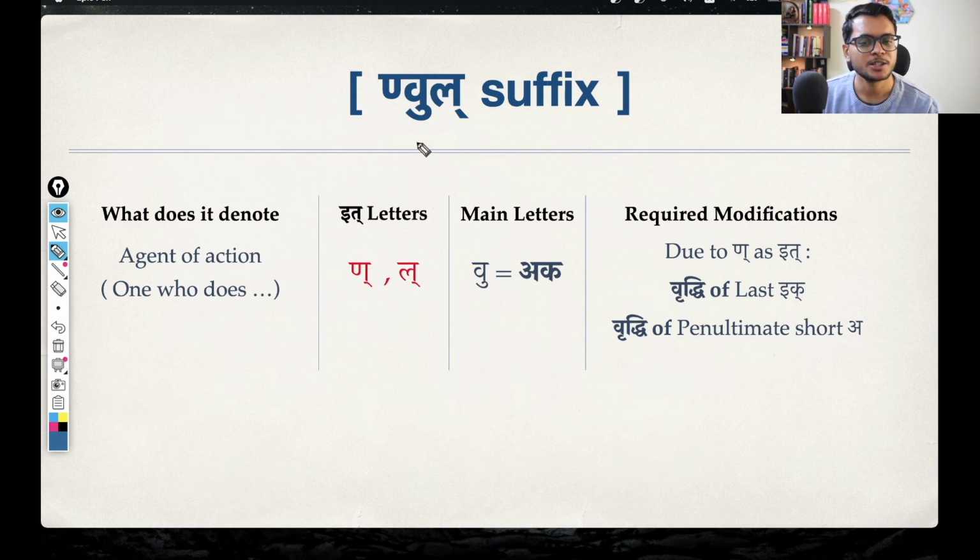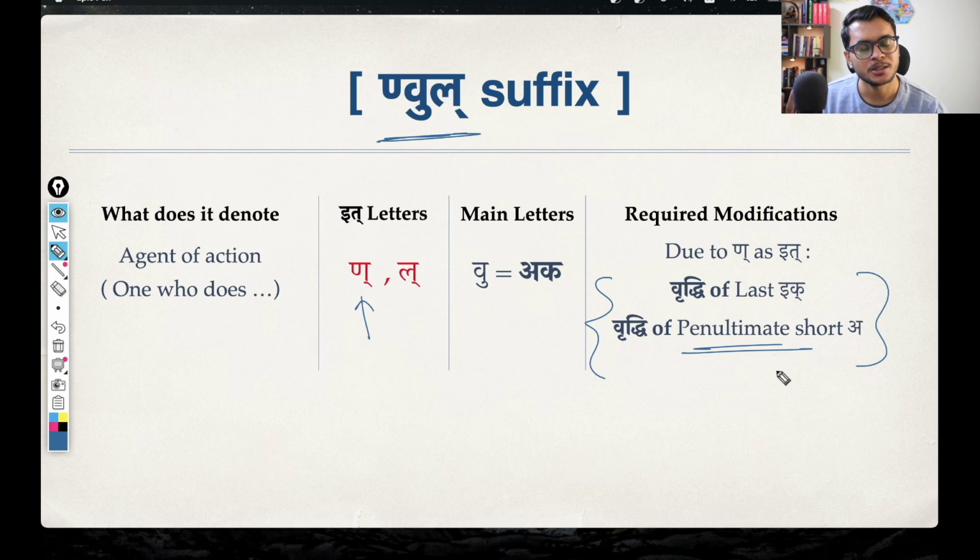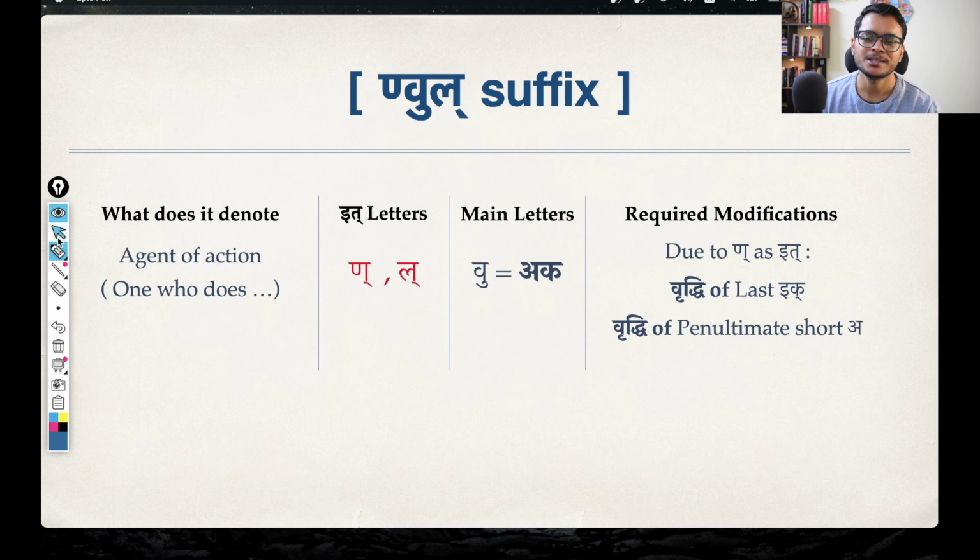Okay, so just remember this point, that whenever any krit suffix has na or nya as an it letter, these rules apply, this vriddhi of last ik and the vriddhi of penultimate. Penultimate, as we discussed in the last video, means the second last vowel. So if as a second last vowel you have a short a, that is you have a hrasva a, then the vriddhi of that hrasva a will happen. Okay, so these are the rules that guide this nuvul pratyay. Now let us see the examples.